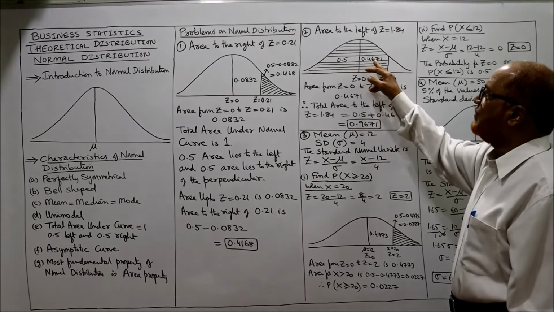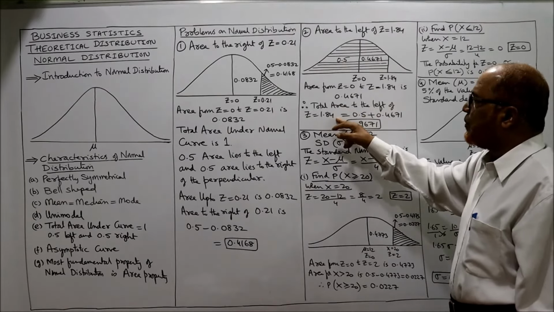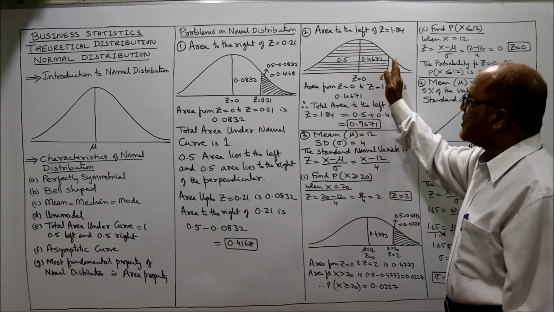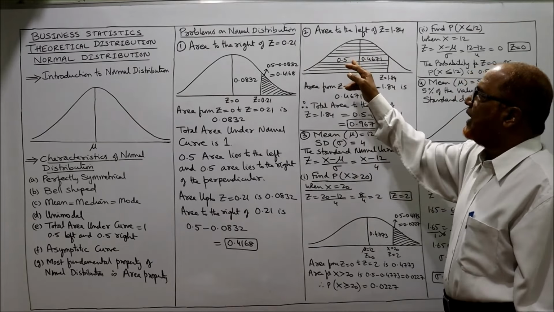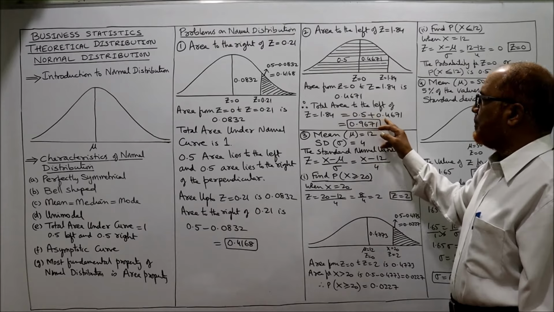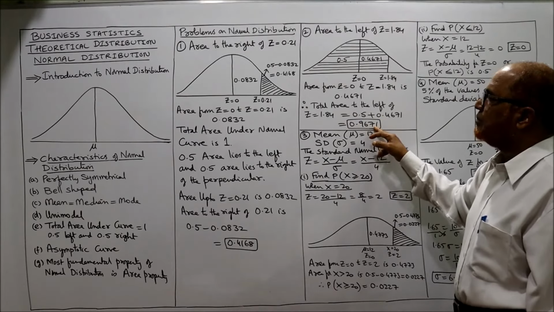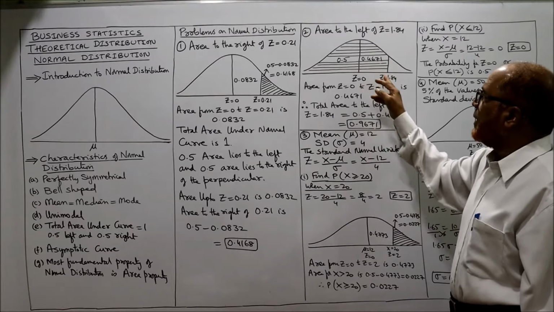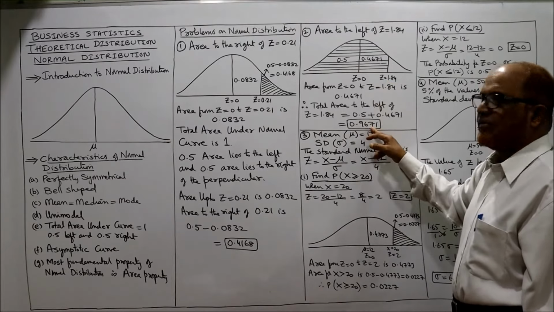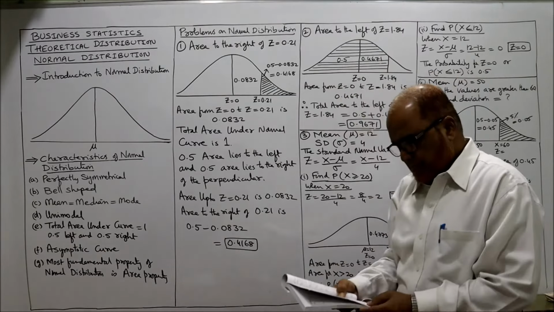This area is 0.4671. Now total area to the left of 1.84, ये 1.84 से total area to the left, तो we add up 0.5 plus 0.4671, you will get 0.9671. That's all. So total area up to 1.84 is 0.9671. Second problem. Now see the third problem.